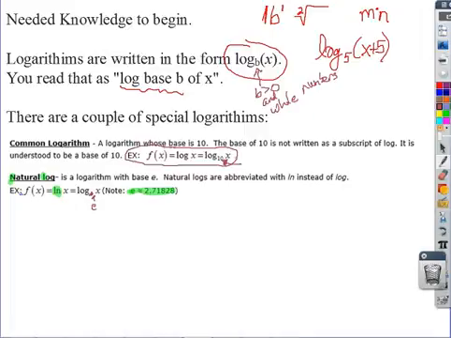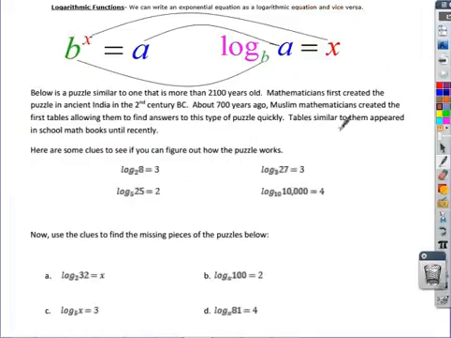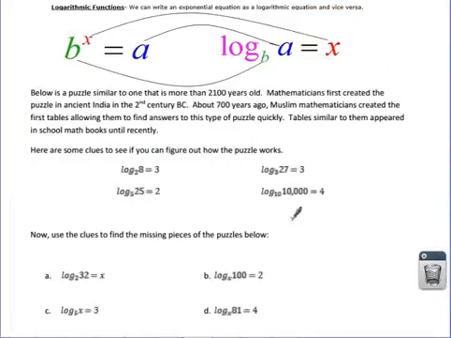All right, so let's move on. Here we got something, just to kind of get us familiarized a little bit with logarithms. We want to look and see if we can figure this out.